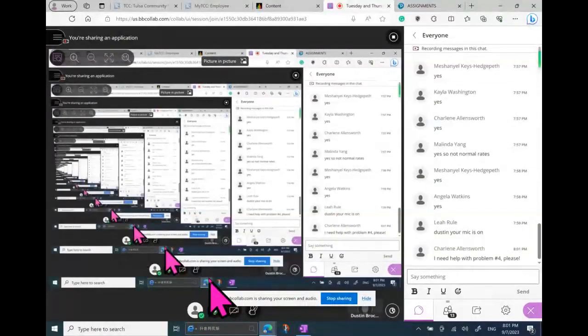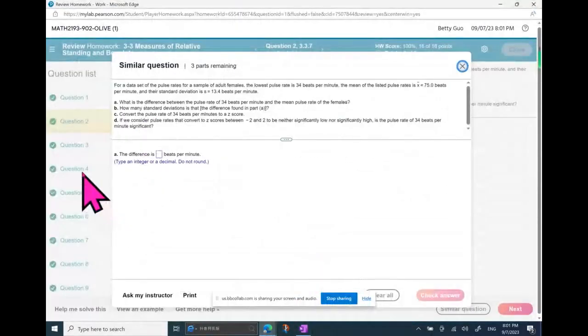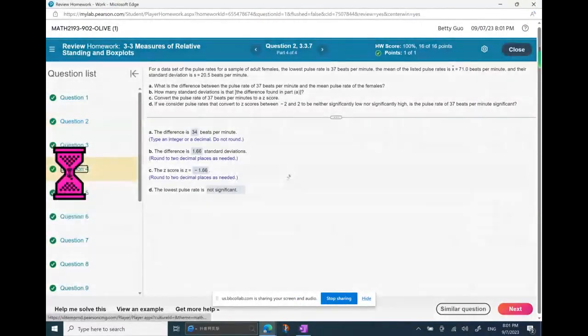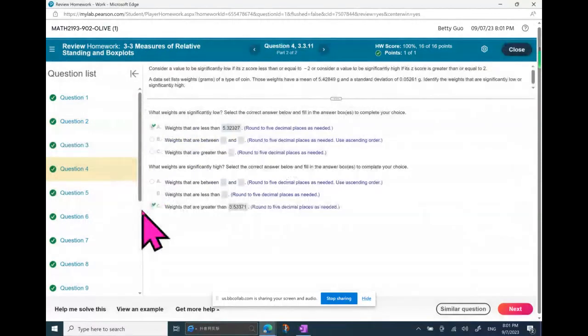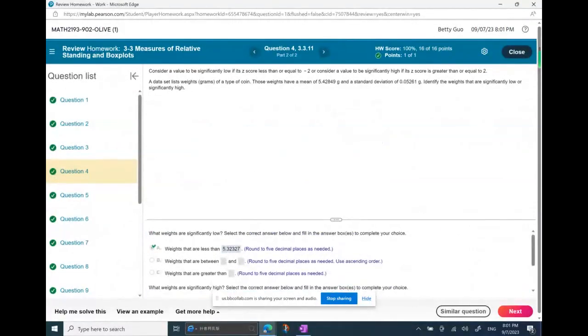I need help with problem 4. Okay, let's go there quickly. By the way, you try not to do the question in the class, okay? I'm just using them as an example. They are all so small.